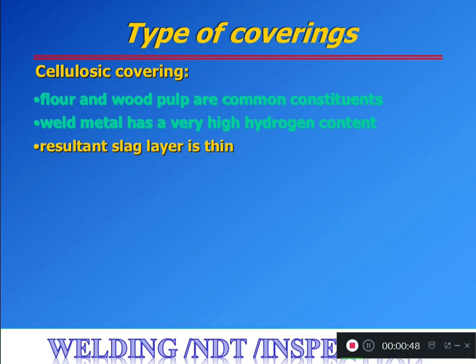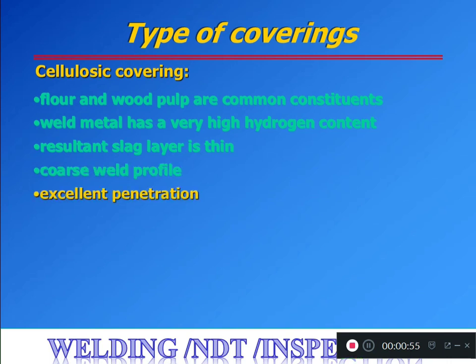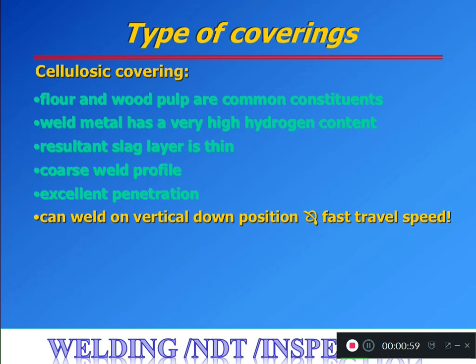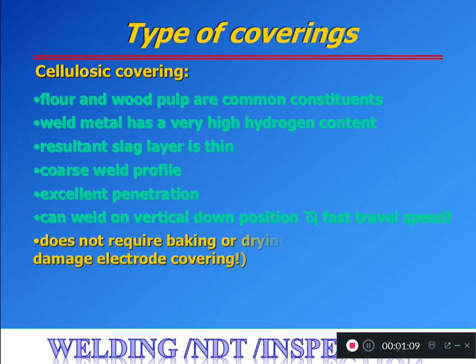Second, the resultant slag layer is thin, means the slag layer is very thin. Fourth, the weld profile is coarse. Excellent penetration. Penetration is very good. Can weld in the vertical down position with fast travel speed. Vertical down is a very difficult position, but it can be done with fast travel speed. Does not require baking or drying.